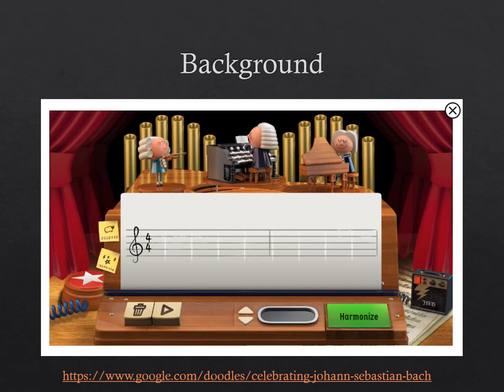Google created this Doodle in March that allows anyone to write a short piece of music, then their neural net will automatically create a Bach style 4-part chorale for it. I thought this was really cool and hoped that I could create something similar on my own.